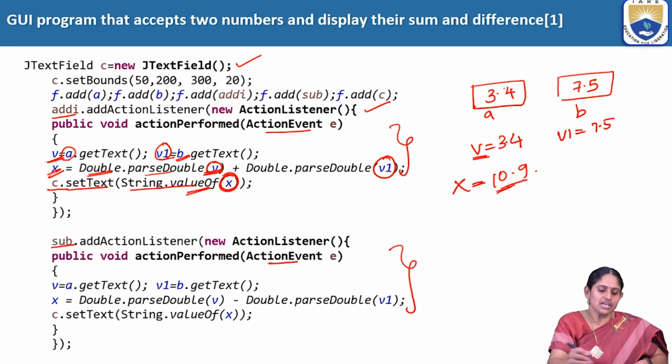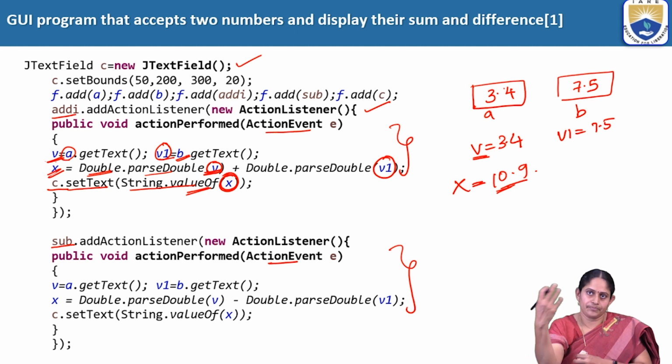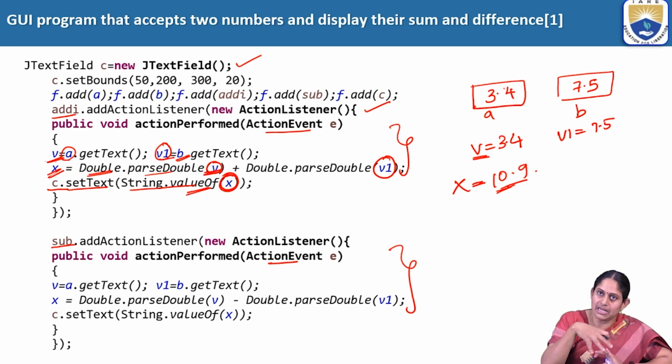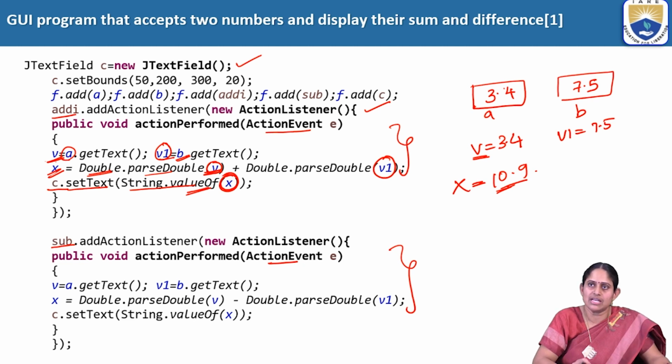10.9. So this is how we will read the contents of the text field, do some addition or subtraction, and write it back into another text field. Now, this was for adding two numbers. Now we have another button to subtract these two values and store it onto the text field.